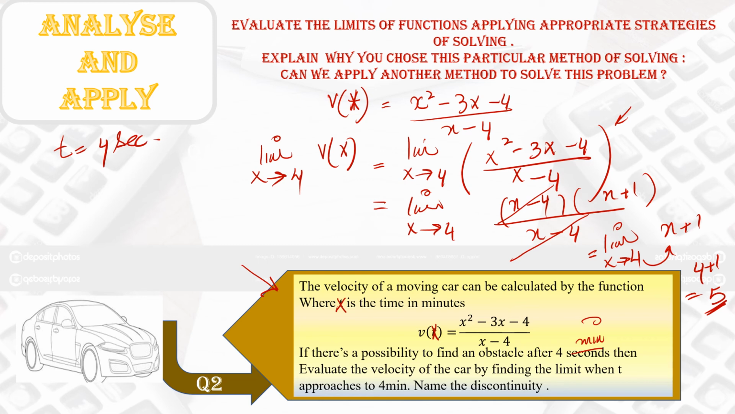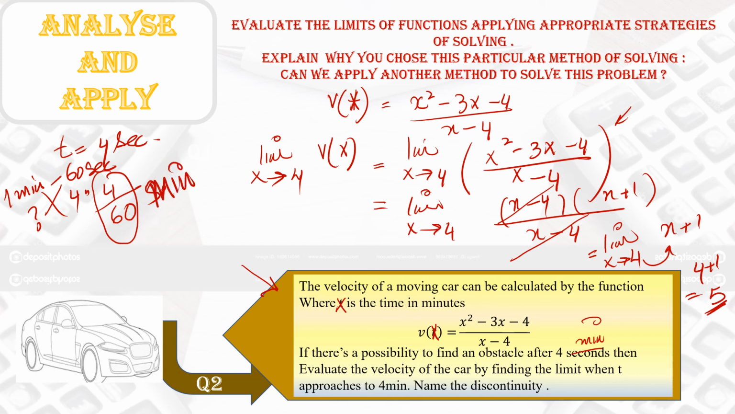Now after that, if the time is given as 4 seconds, and they are asking you to calculate the time in minutes, what you have to do is convert the 4 seconds into minutes. How will you convert it? By dividing the seconds by 60. In 1 minute you have 60 seconds, right? So in 4 seconds you have how many minutes? Of course you will calculate, and you will get 4 over 60 minutes. So you can convert the velocity into minutes by dividing it by 60.